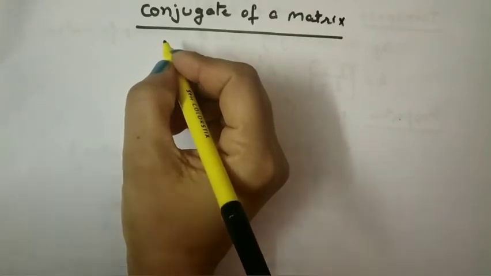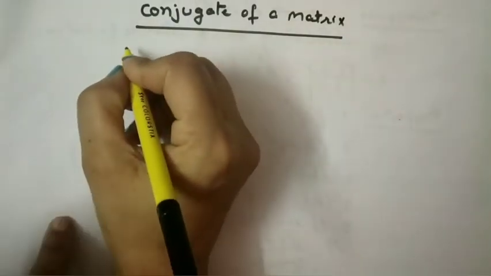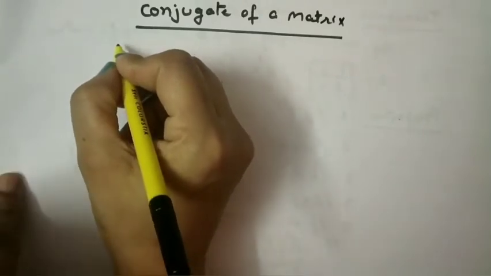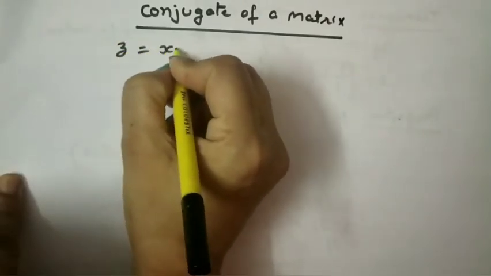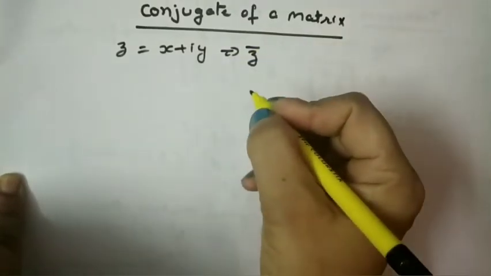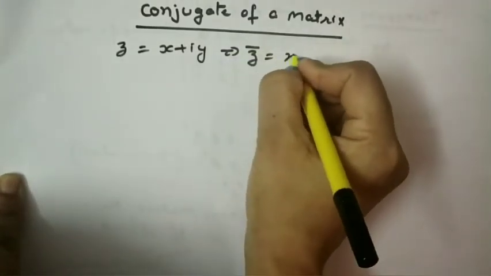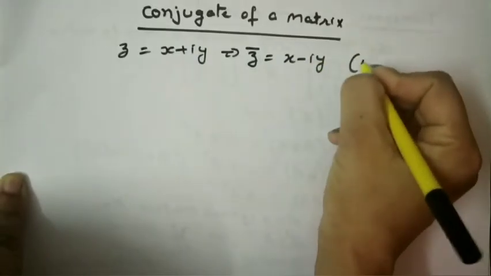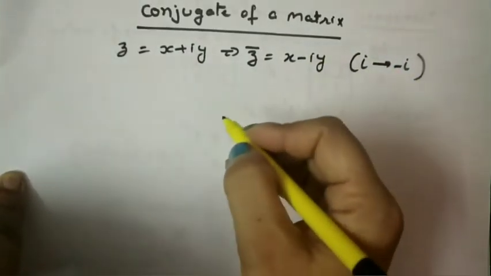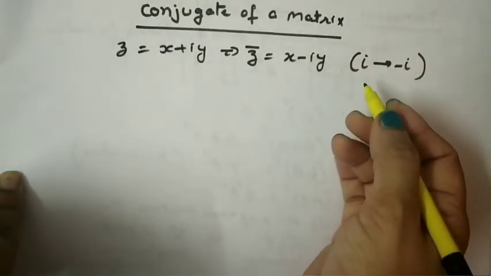Now next is the conjugate of a matrix. Like the conjugate of a number, because the conjugate exists only for a complex number. Let the number be z, that is x plus iota y, then its conjugate is denoted by z bar, which is x minus iota y. Converting iota to minus iota gives us the conjugate of that complex number.